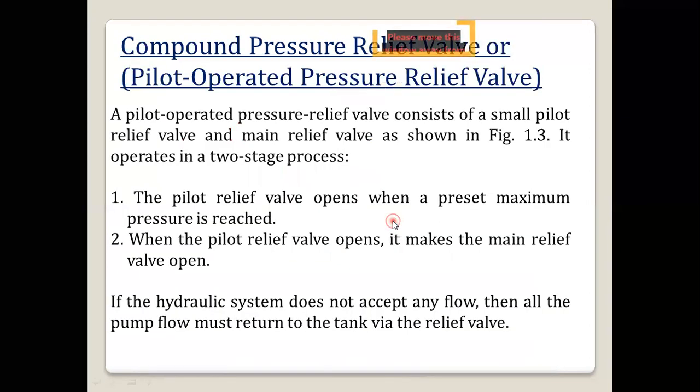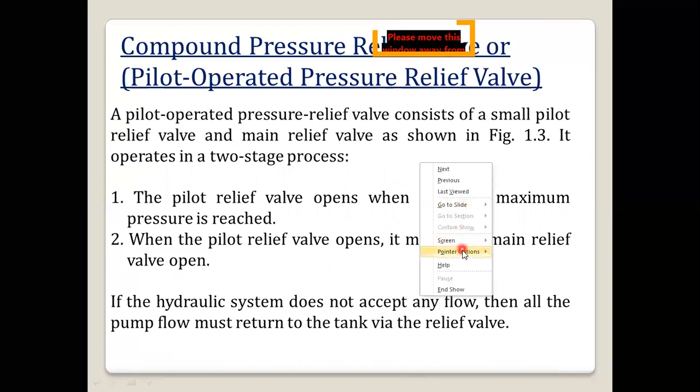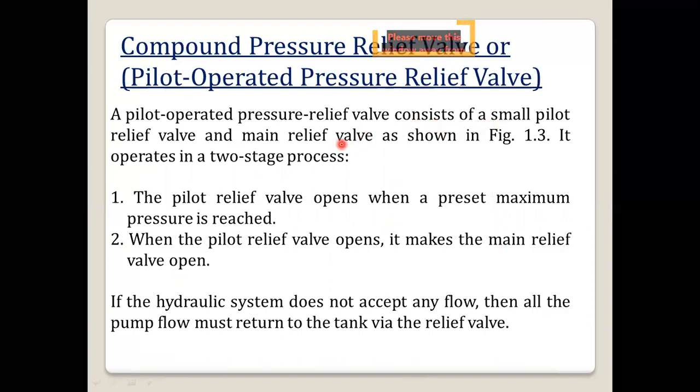Okay, so next we will see the compound operated pressure relief valve, that is the pilot operated pressure relief valve. What happens here? It consists of a small pilot relief valve and the main relief valve. Now you may understand what pilot means. Pilot means it is pressure operated. Pilot means the pressure line.